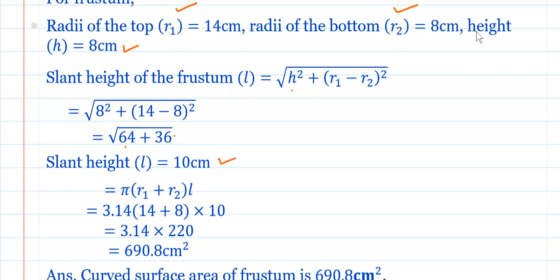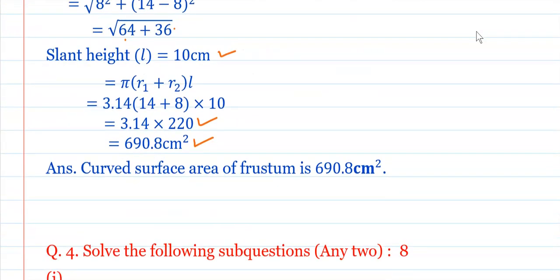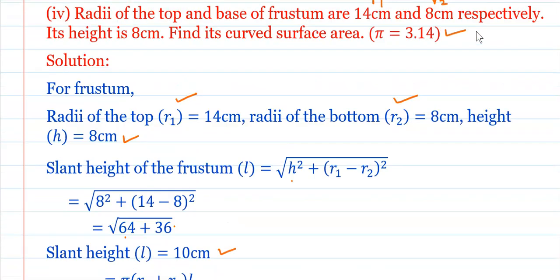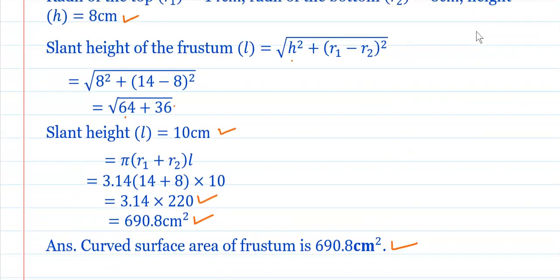Curved surface area, that is pi into bracket R1 plus R2 into L. 3.14 into 14 plus 8 into 10. And therefore, you will get here 3.14. हे किती येणार त्यांचं, 20 into 10, that is 220. Multiplication is 690.8 centimeter square. And therefore, the curved surface area of the frustum is 690.8 centimeter square. Okay. Easy question is.